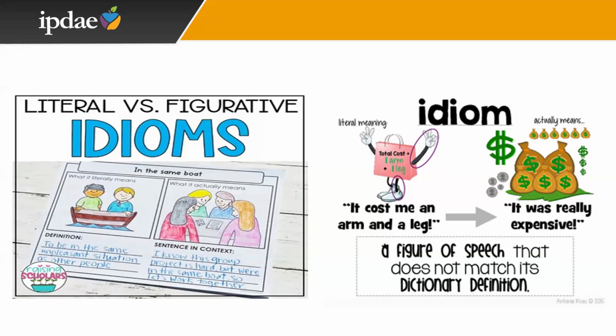Okay, so on the image on the left side, you're actually getting to see that example, right? What does it mean literally? What does it actually mean figuratively? And then you have the definition and the sentences at the bottom as well. So these are just some ways you can use visuals to better assist your students to remember and retain information about different idioms and quotes and things like that.